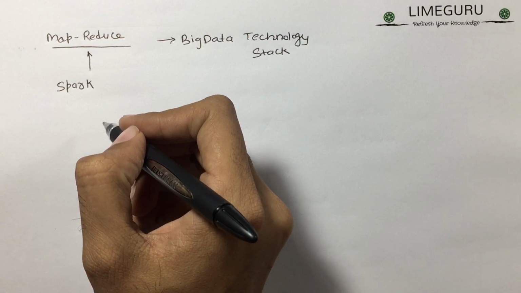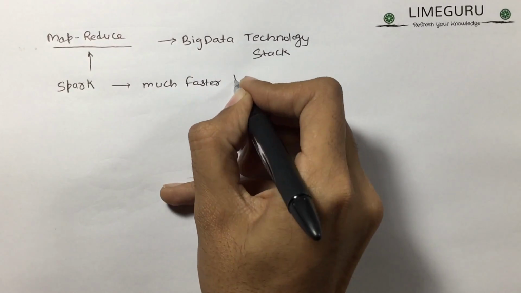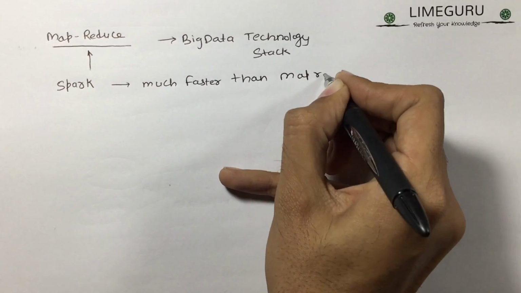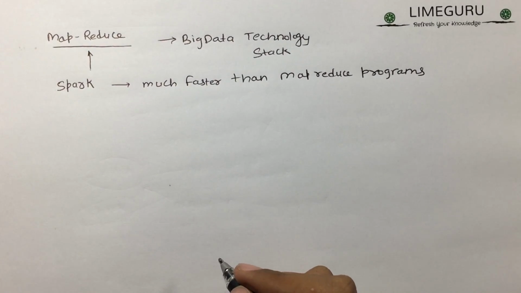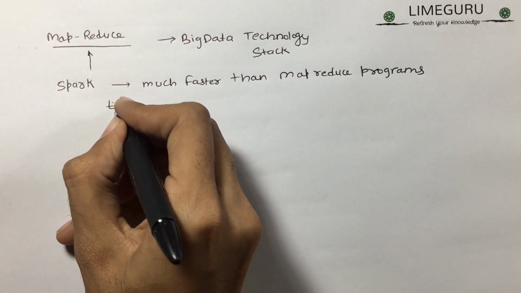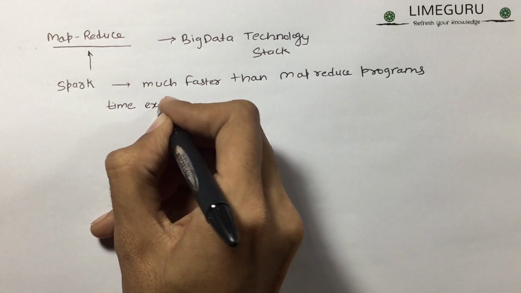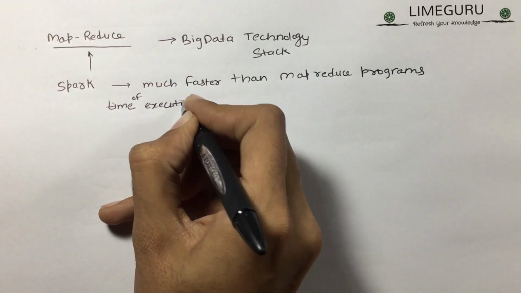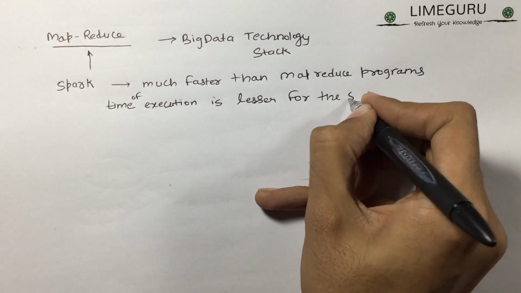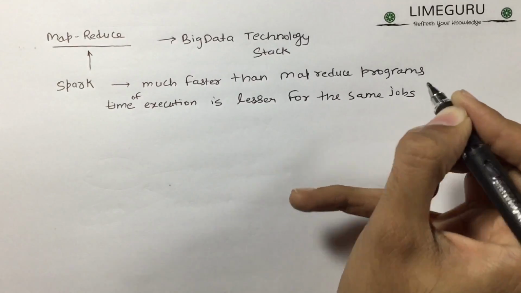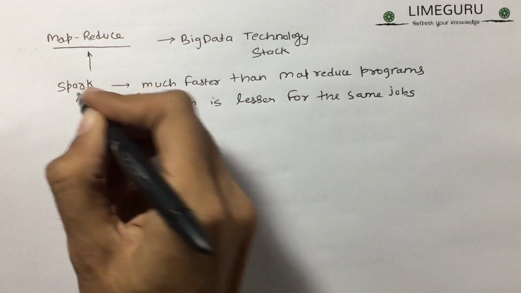The main distinction between Spark and MapReduce is that it is much faster than your MapReduce programs. And guys, you already know that everybody is hungry for speed of execution. Everybody wants their algorithm to run as fast as possible. So the time of execution is lesser for the same jobs submitted through Spark versus submitted through MapReduce. That's why Spark is preferred over MapReduce.